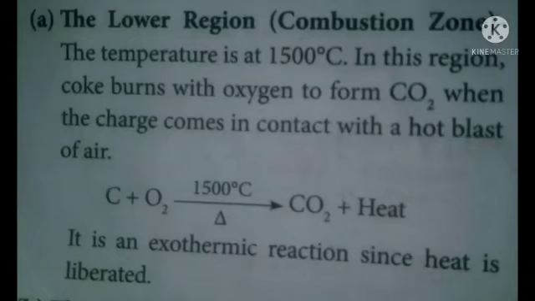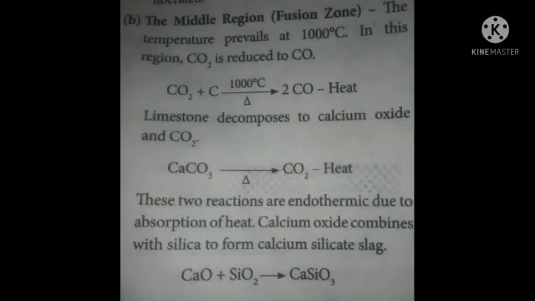Next, what will happen? The middle region is called the fusion zone. Here the temperature comes down from 1500 degrees Celsius, it drops a little to 1000 degrees Celsius.